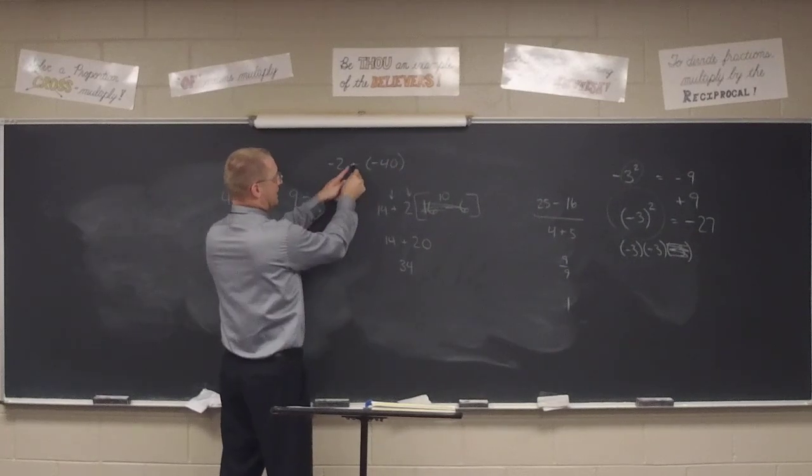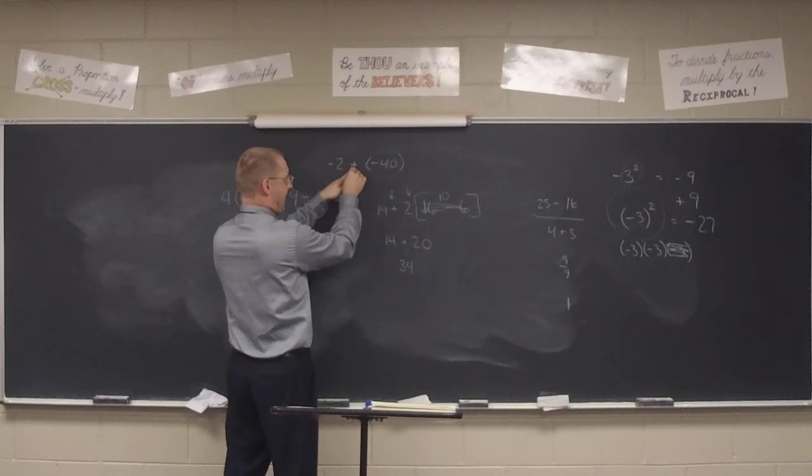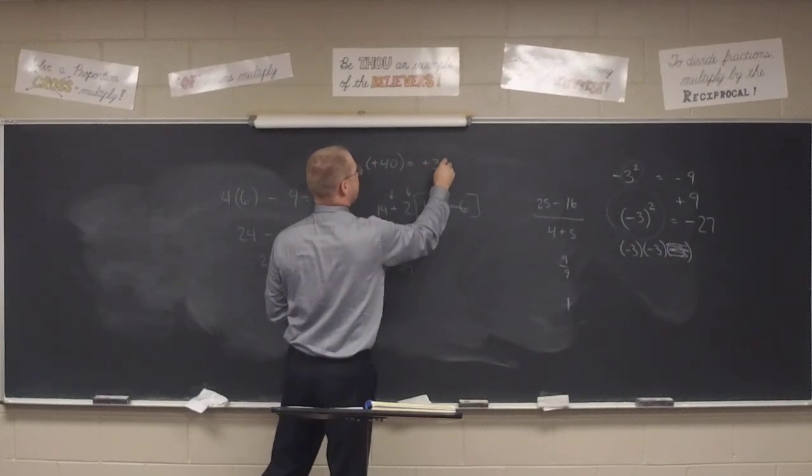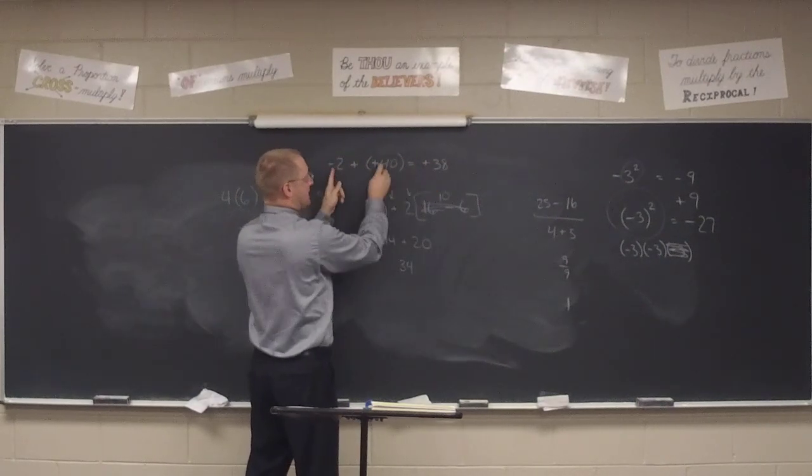Well, again, it says to subtract, so I'm going to add the inverse. And that's where we got a positive 38, because now the signs are different. We subtract to get 38, keep the sign of the greater.